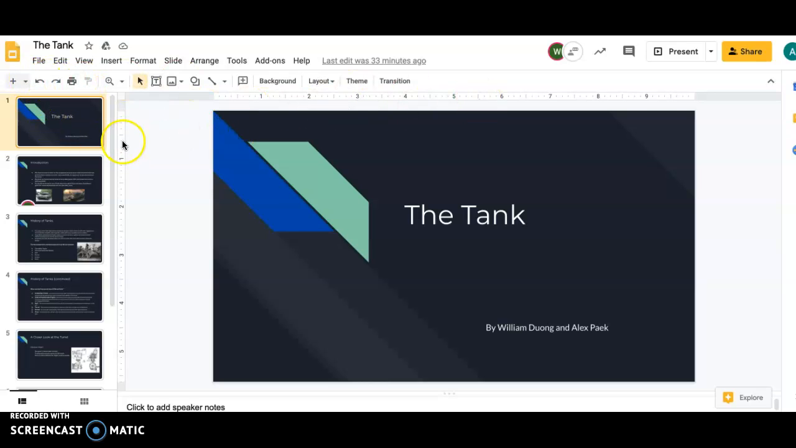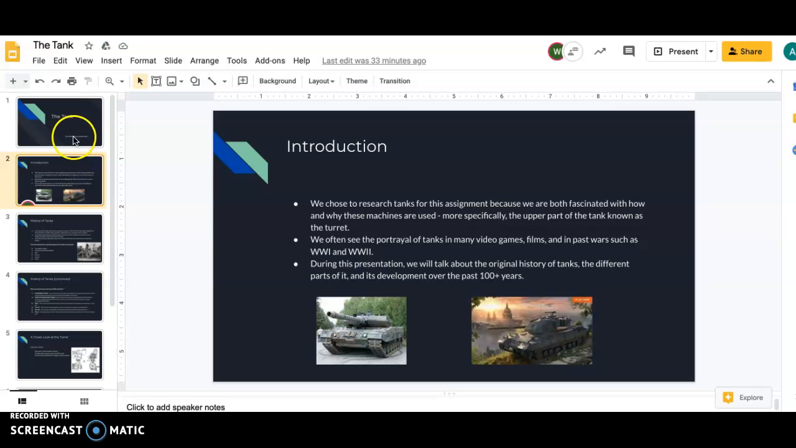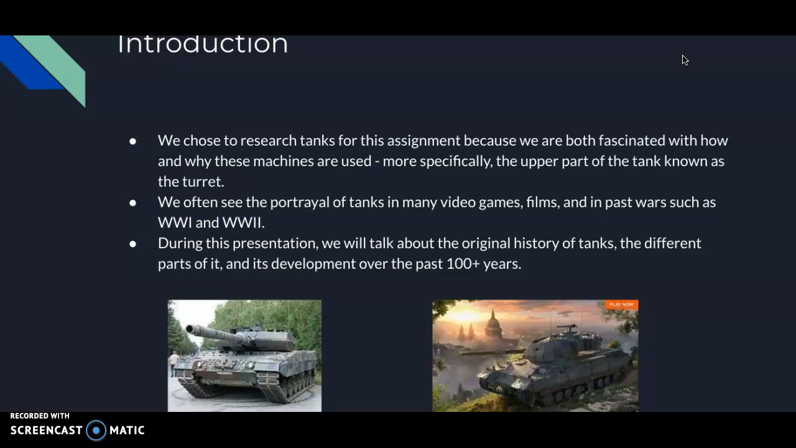We chose to research tanks for this assignment because we are both fascinated with how and why these machines are used. More specifically, the upper part of the tank known as the turret. We often see the portrayal of tanks in many video games, films, and in past wars such as World War I and World War II. During this presentation, we will talk about the original history of tanks, the different parts of it, and its development over the past 100 plus years.